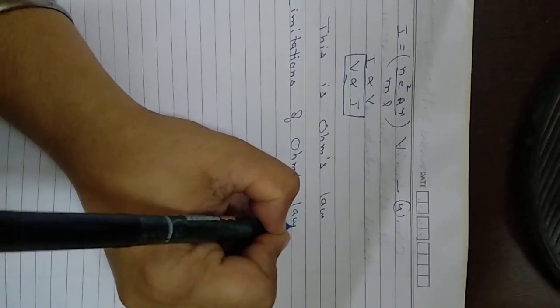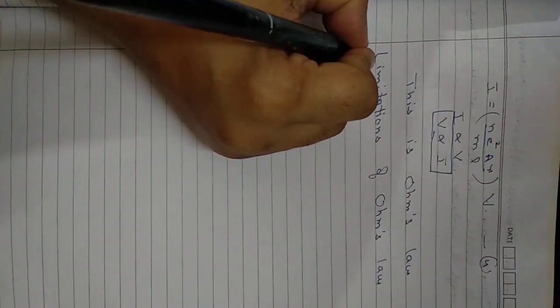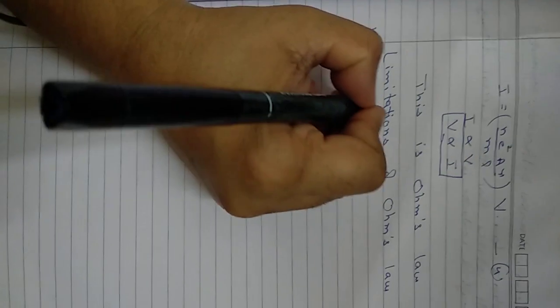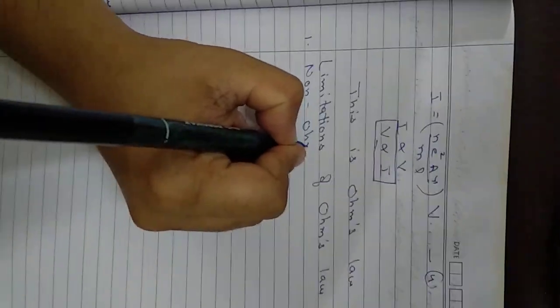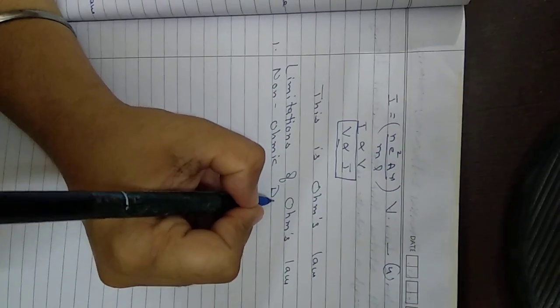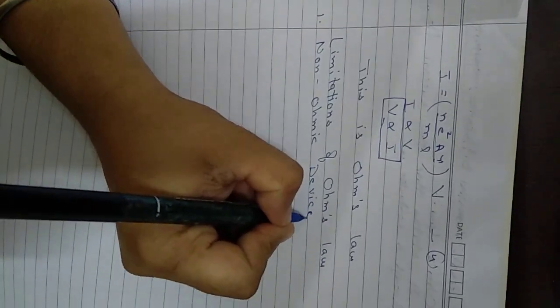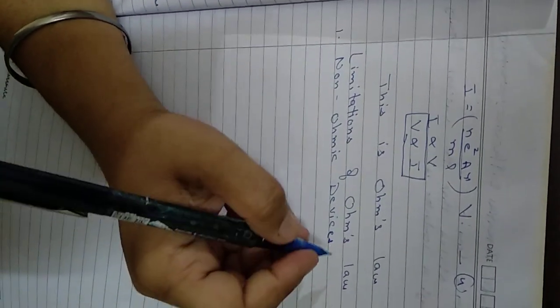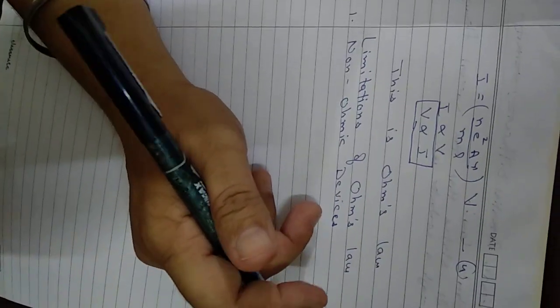We have studied about ohmic devices. If ohmic devices exist, that means that not all devices obey Ohm's law. So what are the limitations of Ohm's law? The first limitation is non-ohmic devices. Non-ohmic devices means those devices in which V is not proportional to I. Those devices that do not obey Ohm's law are called non-ohmic devices.